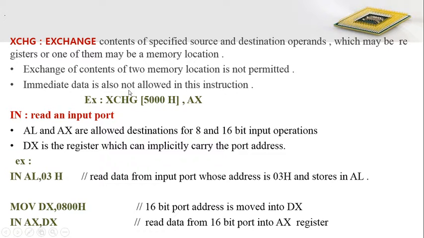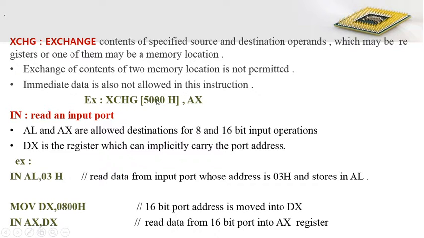Next is about the exchange instruction. This exchange is indicated by XCHG, used for exchanging data. Exchanging the content of 2 memory locations is not permitted, and immediate data is also not permitted in case of the exchange instruction. This is used just for exchanging values between source and destination, but the exception is exchanging the content of 2 memory locations. If both source and destination are memory locations, it is not used in case of the exchange instruction, and also immediate data is not permitted.